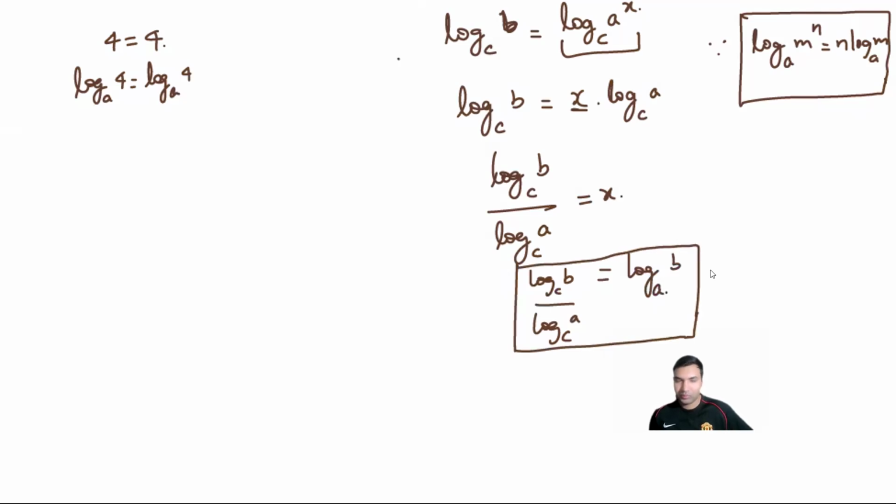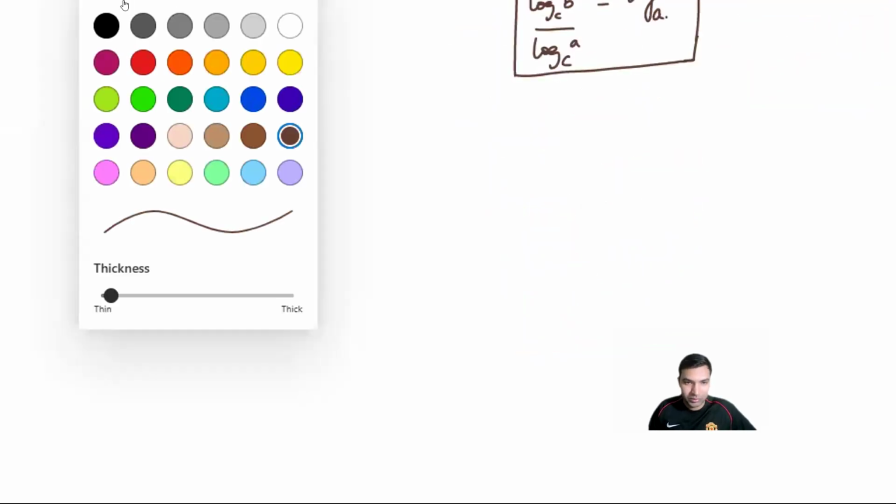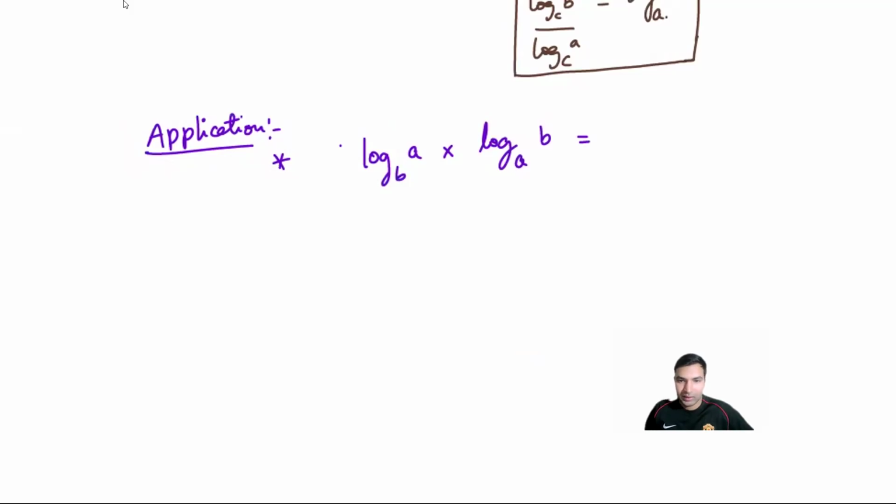Got it? The proof of this base change formula is very, very important, and there are certain applications of it, which are again very important. So let me talk about that as well. The application of the base change formula: one of the major applications is this property. Mark it as very important. If I have log of a to some base b multiplied by log of b to the base a, that is, if I interchange the base and the number and take the product, I'll get 1.